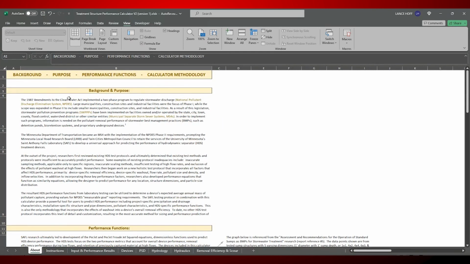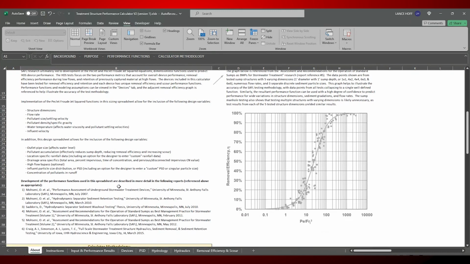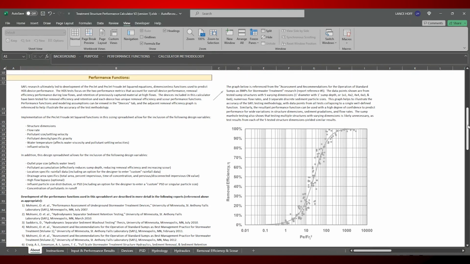The About tab includes information regarding the background, purpose, and development of the laboratory test protocol utilized in this calculator, as well as an overview of the calculator methodology. The graphs included in this tab help to illustrate the accuracy of the test protocol and this calculator. The first graph shows the removal efficiency test results for sump manholes with varying dimensions as well as wide variations in sediment sizes and flow rates.